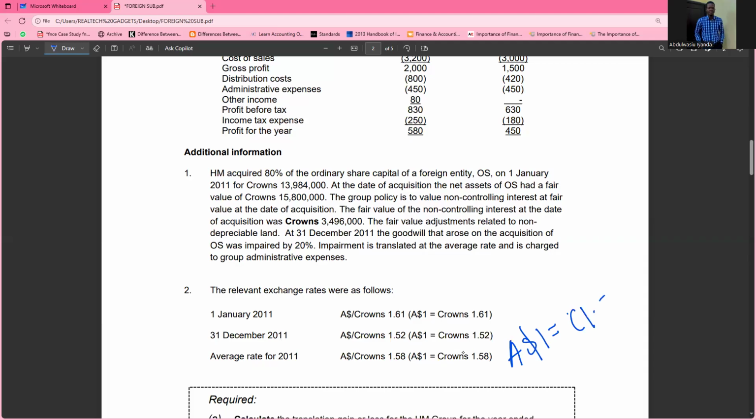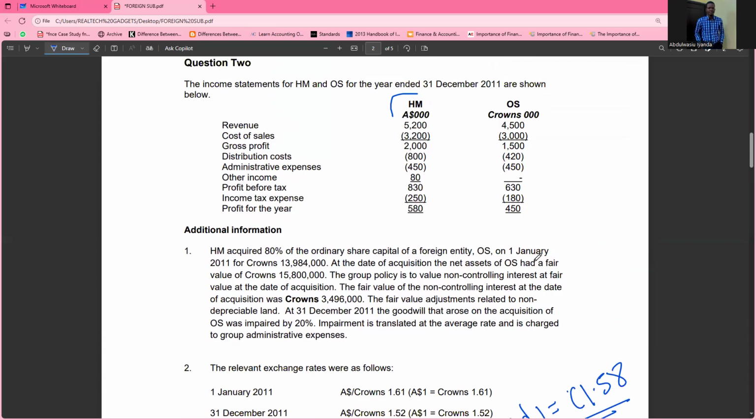C 1.58. So in this situation, the parent currency is more valuable than the subsidiary. The parent currency is more valuable. So meaning now that the subsidiary is reporting 4.5. If the subsidiary is reporting 4.5 now, by the time I convert it to the parent, it will be lower.